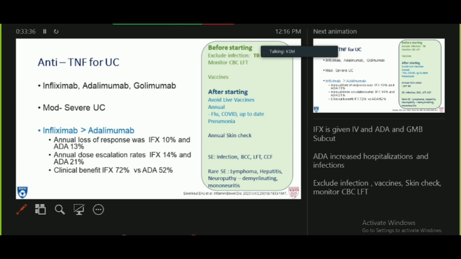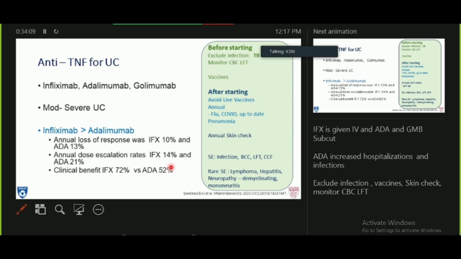Now, moving on to anti-TNFs, I know you use them a lot here. The anti-TNFs which are available here are infliximab, adalimumab, and golimumab, and they're licensed for moderate to severe ulcerative colitis. Nowadays, the school of thought is to give infliximab rather than adalimumab for patients with ulcerative colitis, because multiple studies have shown that patients who are on infliximab are less likely to lose response or require dose escalation and have greater clinical benefit than those who are started on adalimumab.